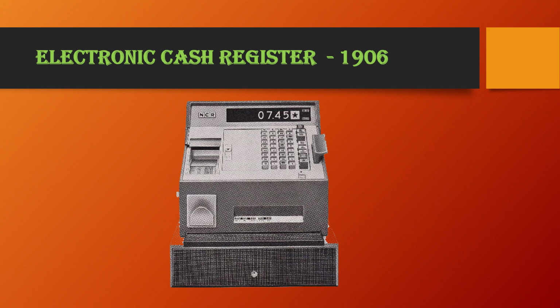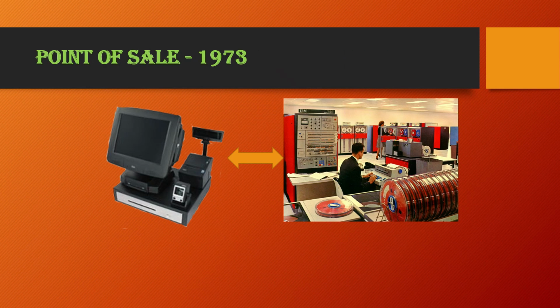That was a manual cash register. You had to enter it and push all the buttons yourself. And then eventually, in 1906, NCR created the first electronic cash register. Then in 1973, IBM created a point of sale. It was now able to connect to other systems and report its information to the central part for tracking.